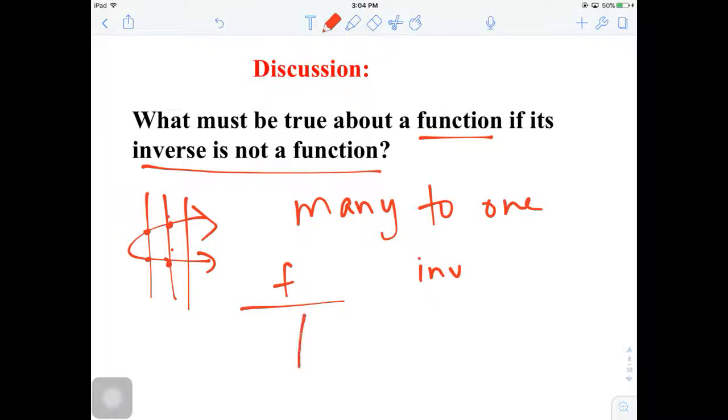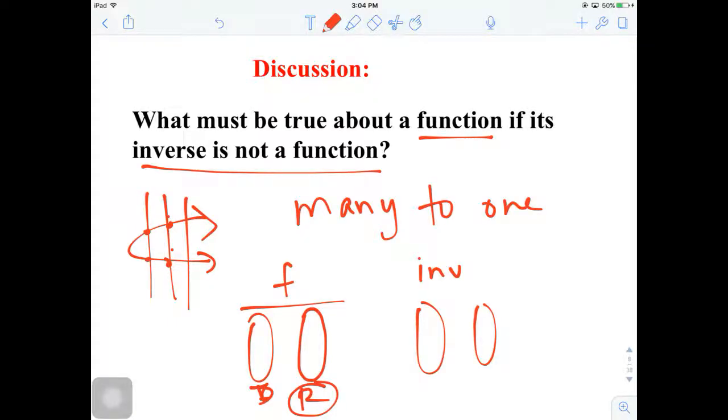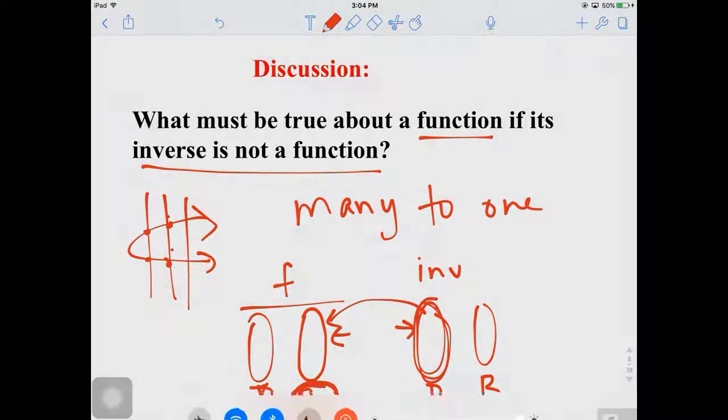If we have the input, this is the domain, this is the range. If the range is repeated in the function, then when you switch the numbers, the input is going to be repeated. So that's what causes a relation to not be a function. If the inverse is not a function, which means here the input is repeated, then going back, if you switch it, the output here must be repeated. So there must be a many-to-one function over here for the original in order for the inverse to not be a function. Hopefully that helps.